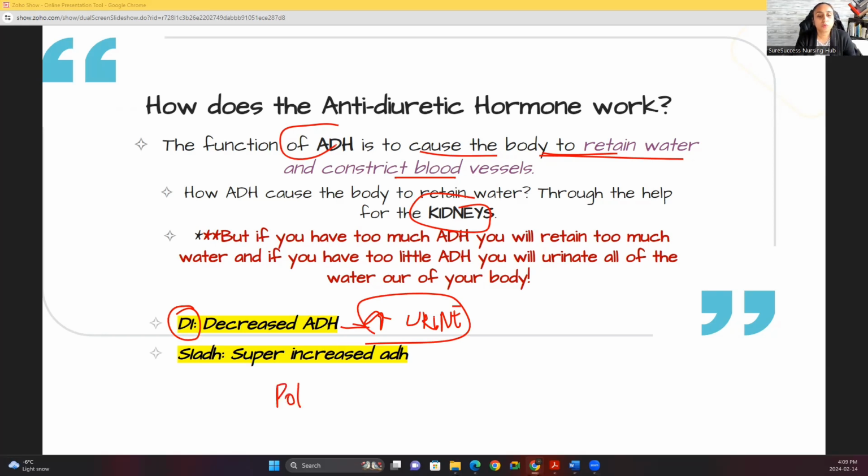Polyuria, polydipsia, polyphagia. All right. And what is a sign of DI? Polyuria. Crazy urine output. Only because of urine output, that is the similarity. That is why it is sharing the name of diabetes.